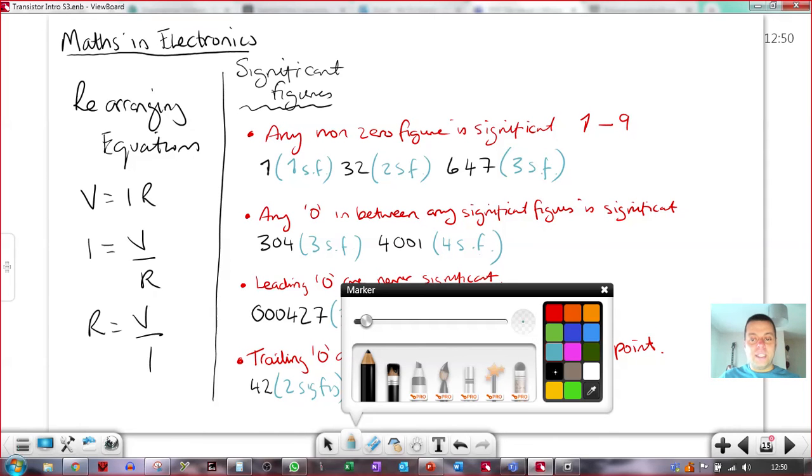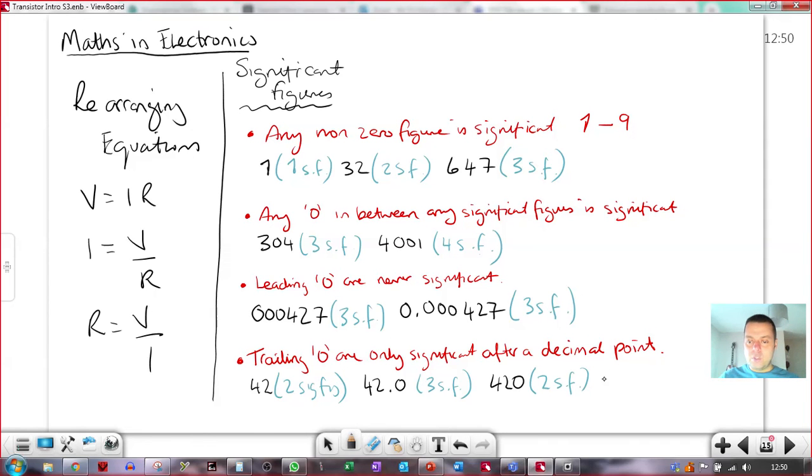If I put a decimal point in, what happens to it? So 420.0, how many significant figures has that guy got? Suddenly that decimal point, that 0 is significant. It's a trailing 0, but it's after a decimal point, so it's significant.